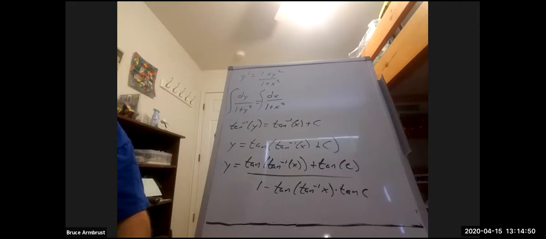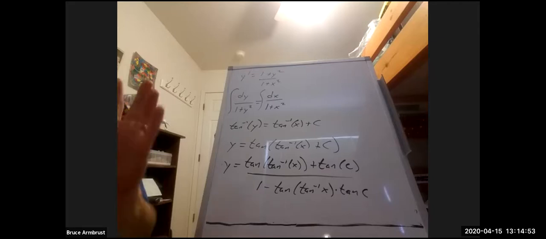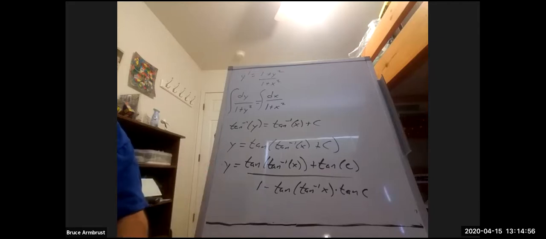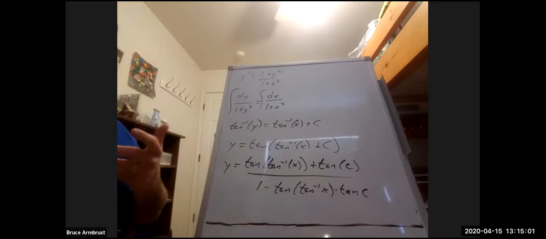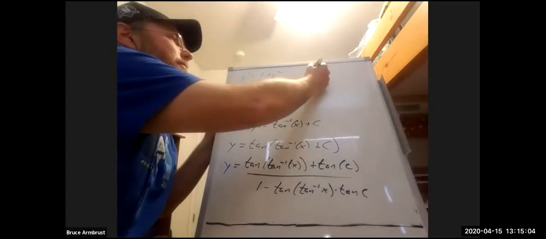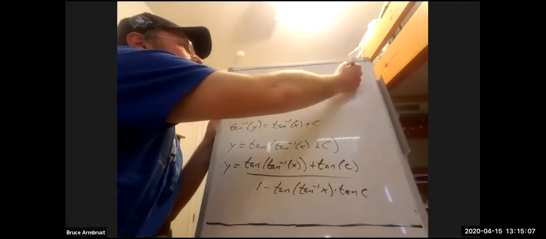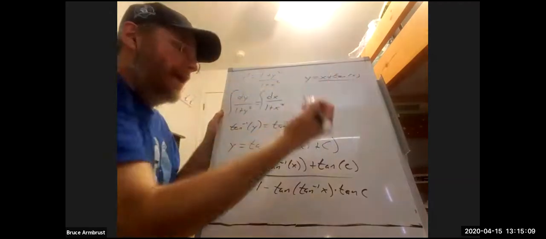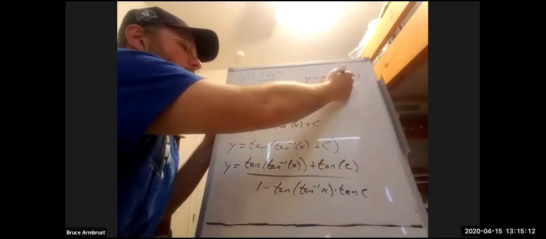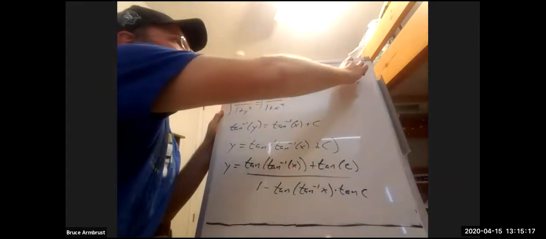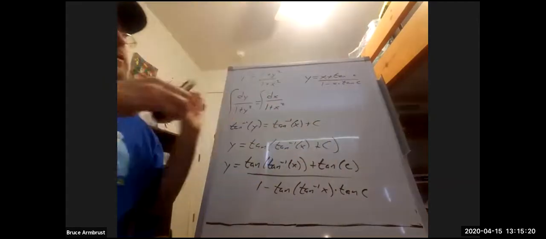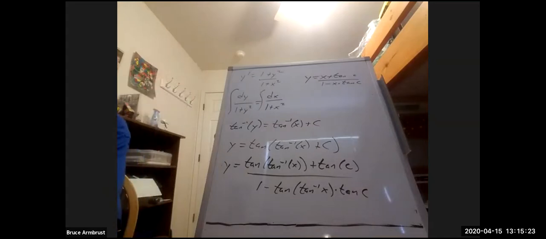And on that little hint, where it said to use this, that's the identity they're wanting you to use. The reason we do this is because the tangent of tangent inverse just reduces. So we end up with y equals x plus the tangent of c, divided by 1 minus x times the tangent of c. So it ends up being a nice little form. It's not too terrible. And in fact, once that c is determined, this ends up just being a rational function.